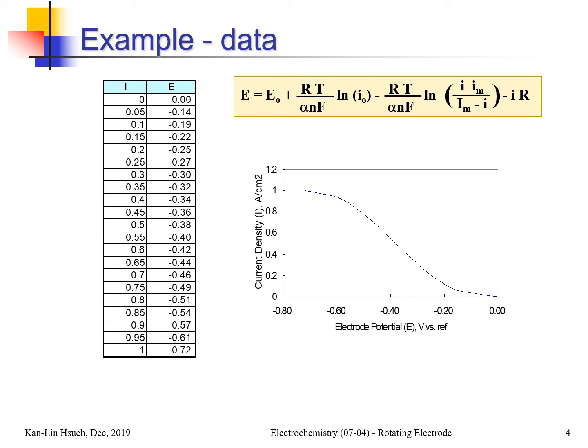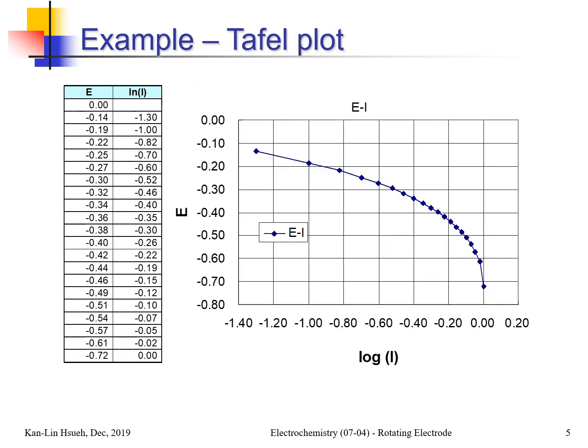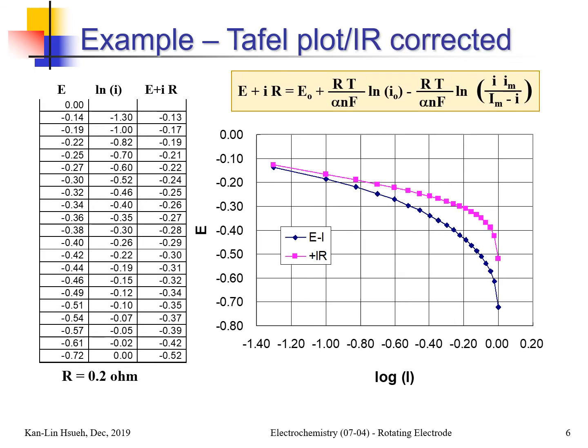You can see the current and then the cell voltage. When you plot this in a linear plot, something like the current against the electric potential. But when you try to make a Tafel plot, it's a curvature. Depending on the potential region you pick, the slope might be entirely different because there's an internal resistance there. So first you have to make a correction for the internal resistance. Then you can see with the IR correction, the whole curve is more straight, close to a straight line.